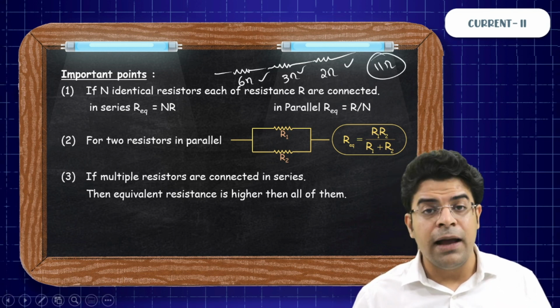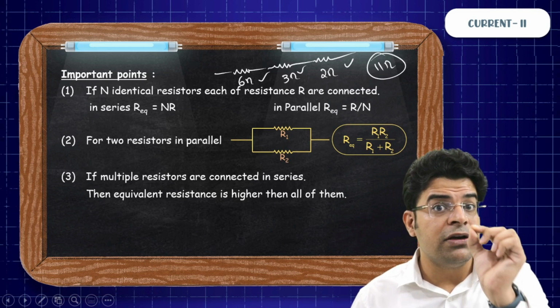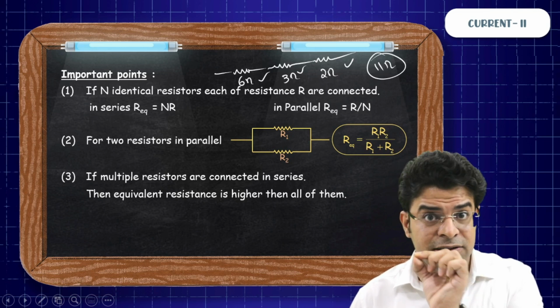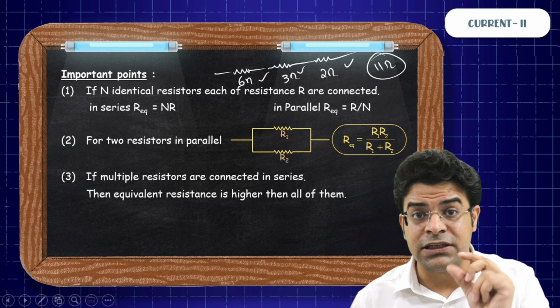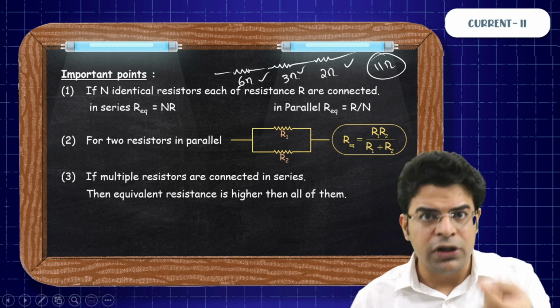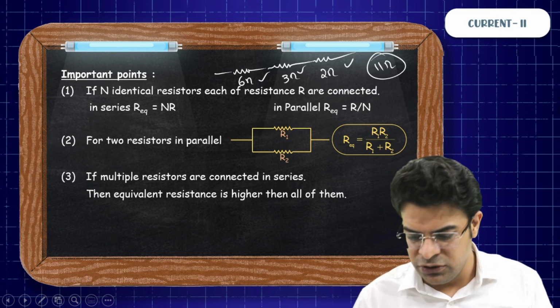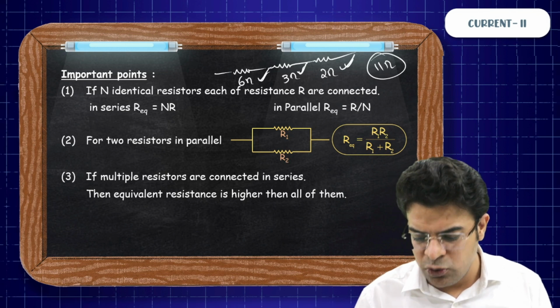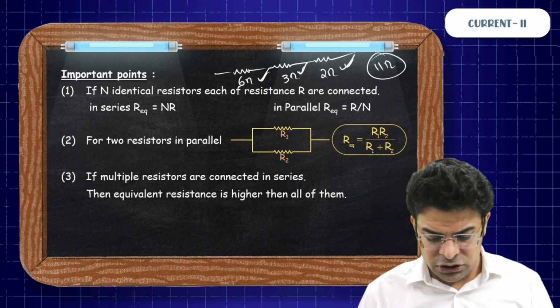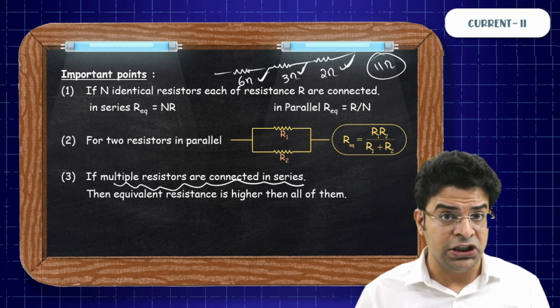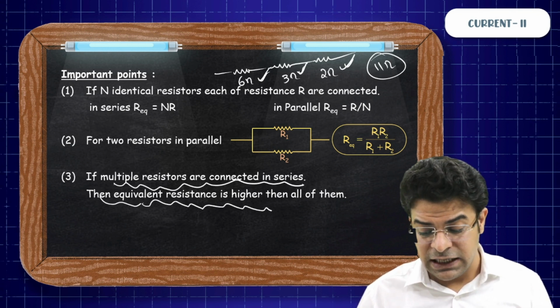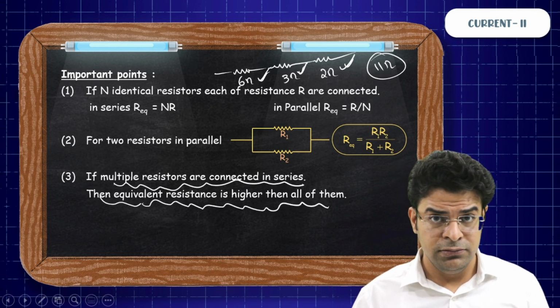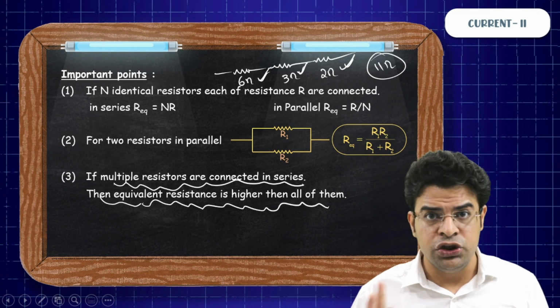So what I am saying is, when you connect multiple resistors in series, the equivalent resistance comes out to be more than any one of them. So it is more than 6, it is more than 3, it is more than 2. And isn't this obvious? If multiple resistors are connected in series, the equivalent resistance is higher than all of them. This is something you should know.